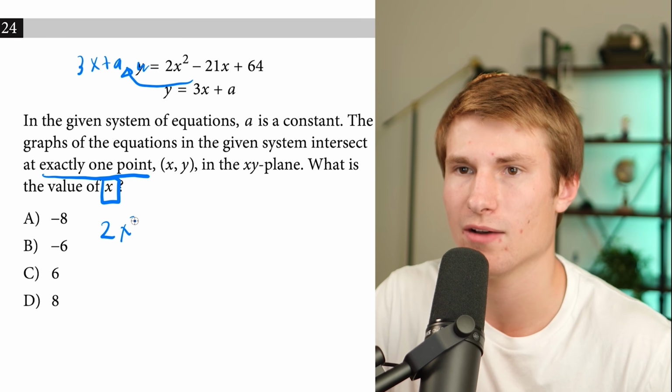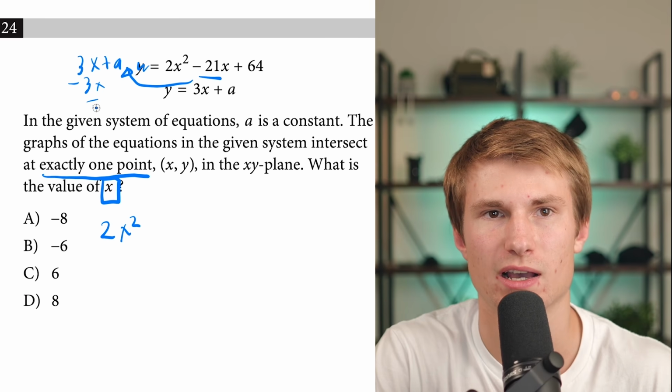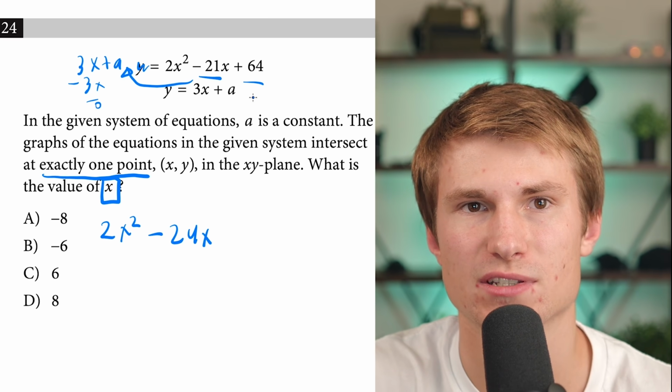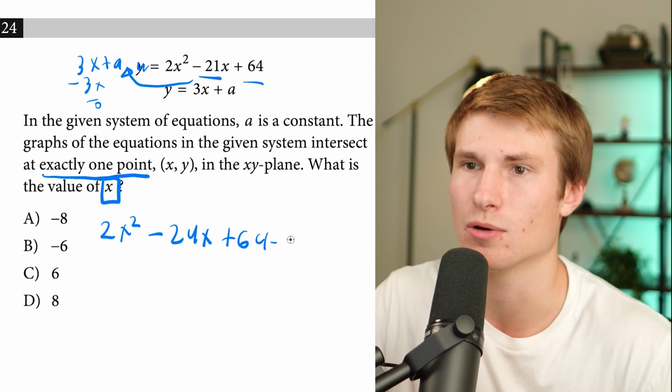To do that, I'm going to have 2x squared, and then I have this minus 21x, but I also have to subtract 3x from both sides. So once I do that, that's going to leave me with negative 24x, and then I have plus 64, but I also have to subtract a from both sides. So that's going to give me plus 64 minus a.